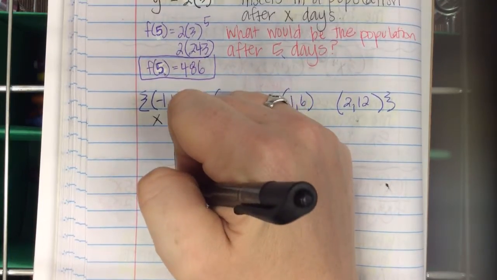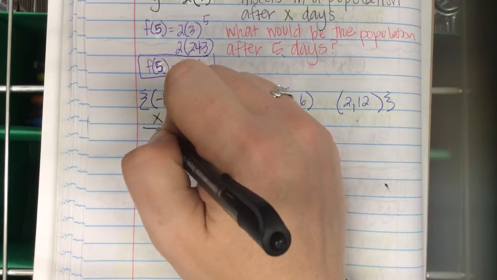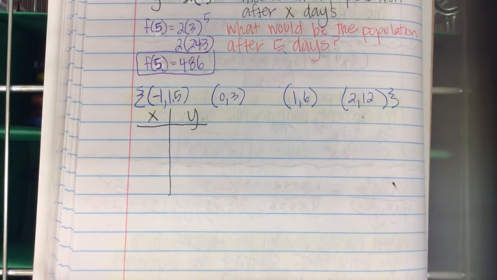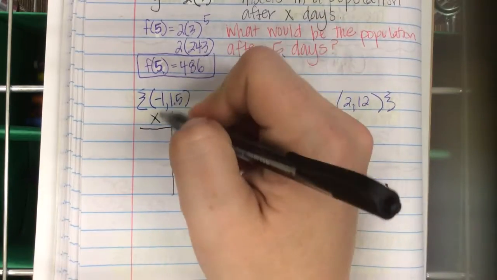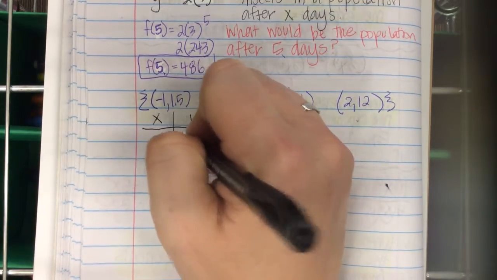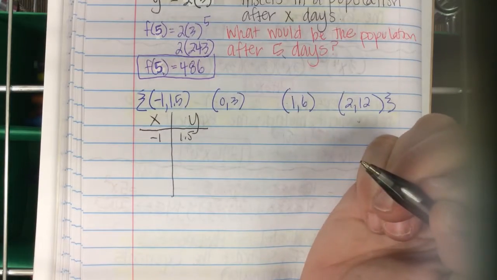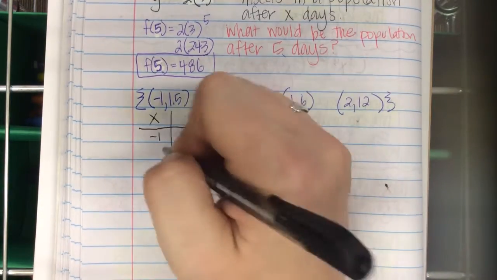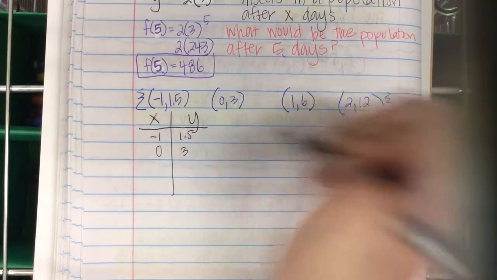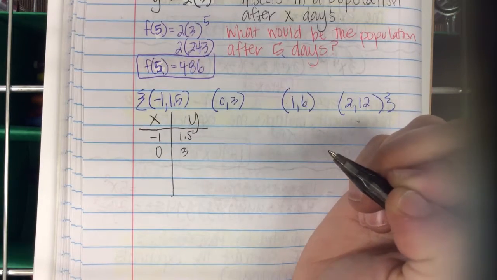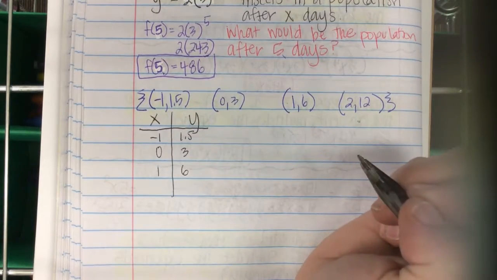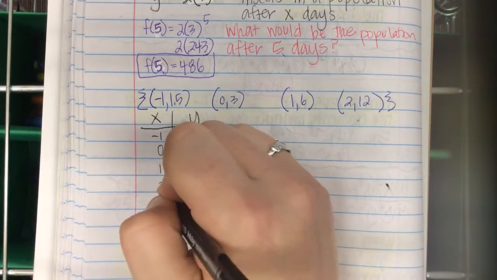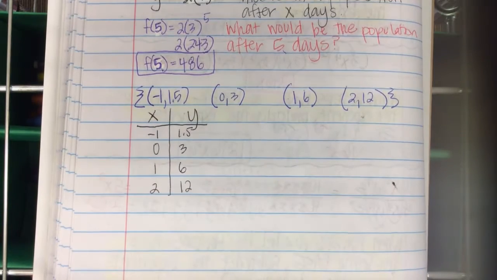Just because sometimes vertical is easier to read than horizontal. Some of you can do it without putting it in a vertical table, the more you practice. So my first ordered pair is -1, 1.5. My next ordered pair is 0, 3. My next ordered pair is 1, 6. And my next ordered pair is 2, 12.